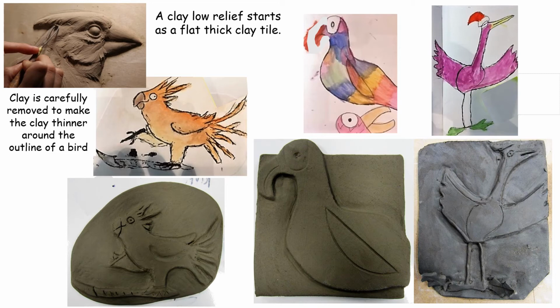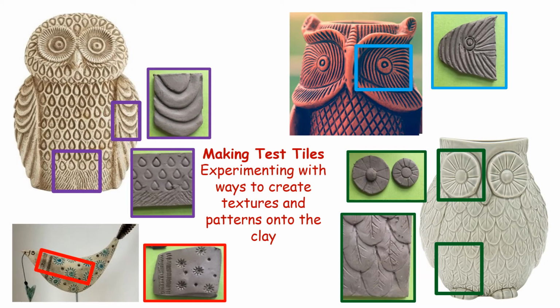Each student had to roll their clay to the correct thickness, then let it go hard before drawing their image onto the surface. Once drawn, they had to carefully remove the clay from around the bird outline. All these techniques and how to smooth the clay to get a finished look will be taught to you. As you can see here, they did a great job. You will also spend time looking at other artists' work for inspiration. You will experiment with the clay to find different ways to make patterns and textures, like you can see in these clay test tiles. These test tiles will then help you with your own designs.